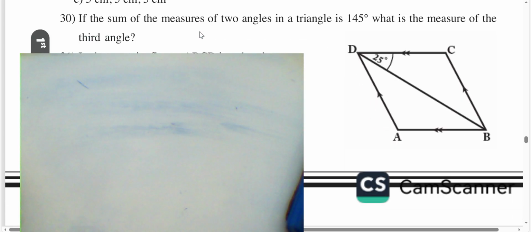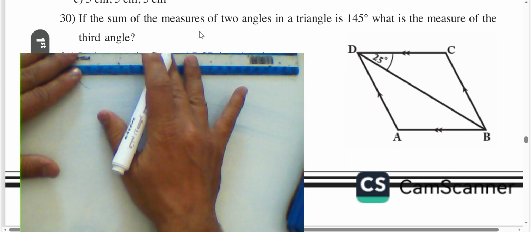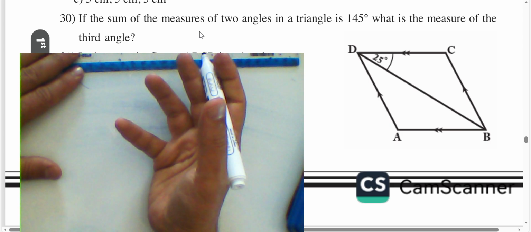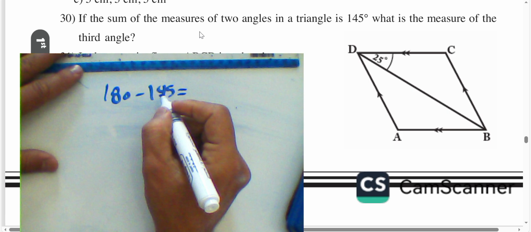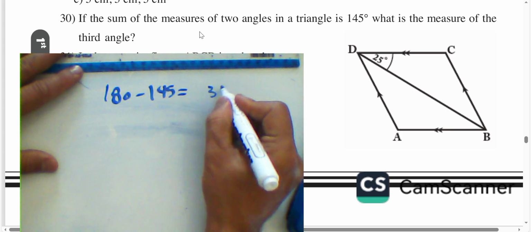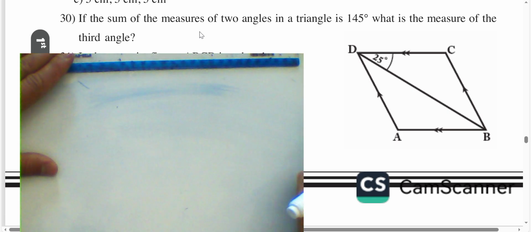Next question. If the sum of the measures of two angles in a triangle is 140, what is the measure of the third? The measure of the third equals 180 subtracted by 145. It will be 35 degrees.